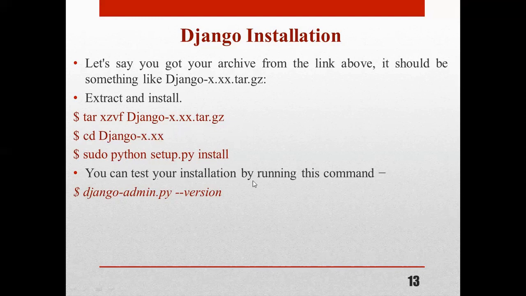Then you can test the installation by running the command django-admin.py --version. It will give the version of the Django framework that you have installed. In this way, we can install Django on your Linux platform.